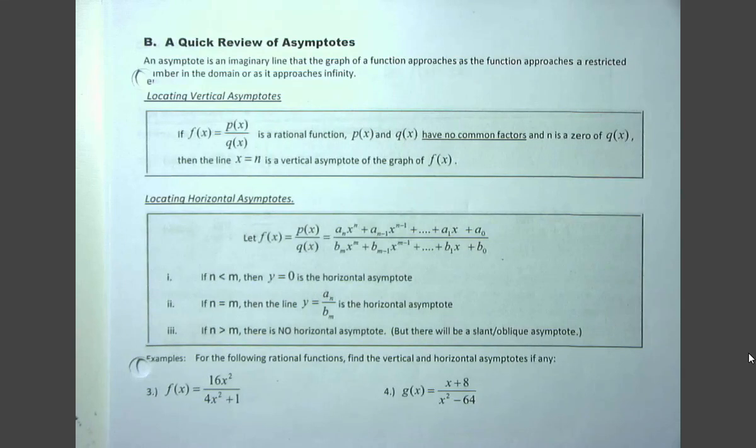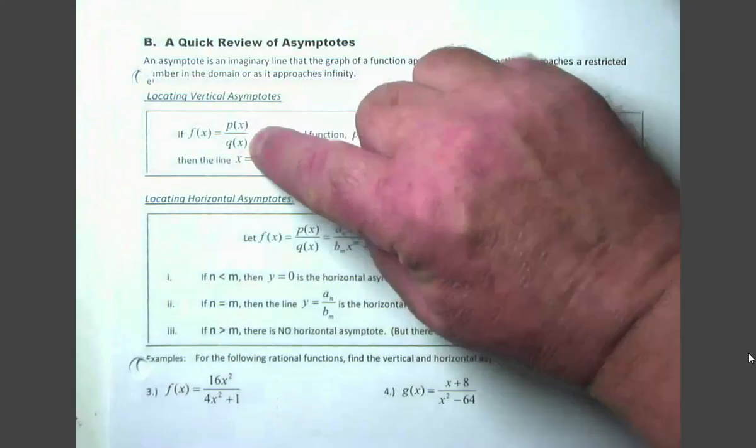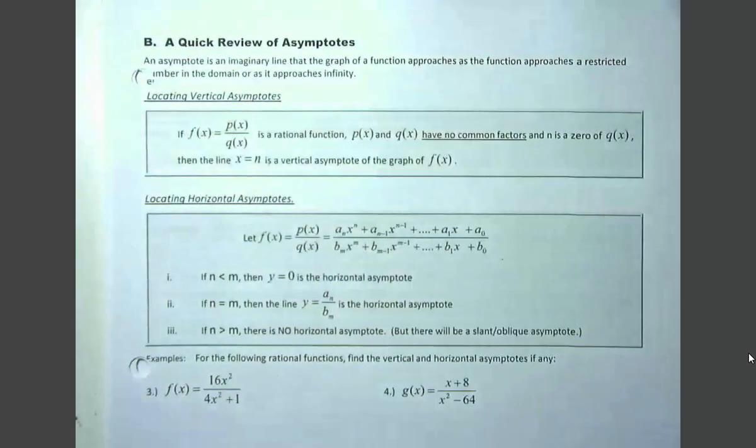Let's break it down to what you guys remember from high school. How did you guys find vertical asymptotes? Perfect. You set the denominator equal to zero and solve. Well, almost. You've got to worry about common factors. So you take that denominator, set it equal to zero and solve it. Typically with these polynomials, you're going to try to factor it. But you've got to make sure you don't have any common factors between p of x and q of x. Because if you do, the common factors don't make vertical asymptotes.